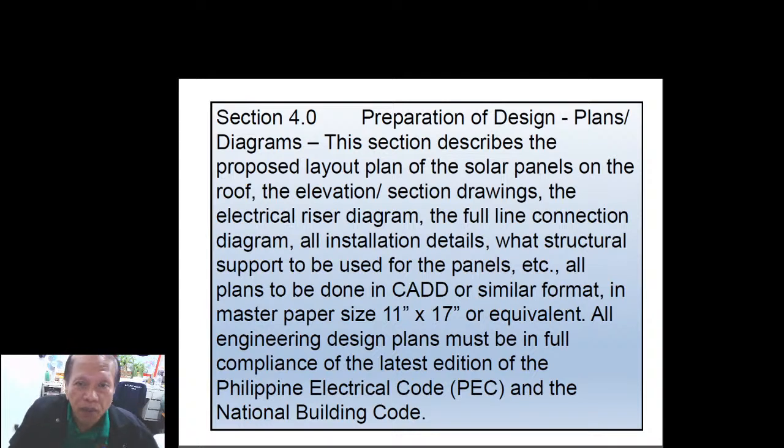Section 4, preparation of design plans diagrams. This section describes the proposed layout plan of the solar panels and the roof, the elevation section drawings, the electrical riser diagram, the single line connection diagram, all installation details, what structural support to be used for the panels, etc. All plans to be done in CAD drafting or similar format, in master paper size 11 by 17 or equivalent. All engineering design plans must be in full compliance of the latest edition of the applicable codes like the Philippine Electrical Code and the National Building Code.